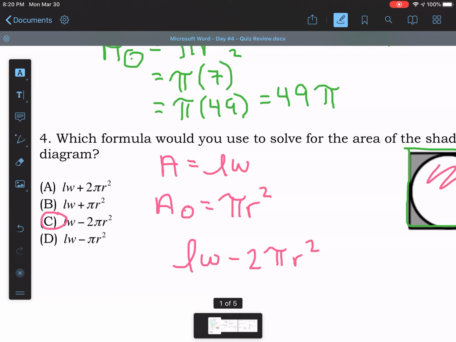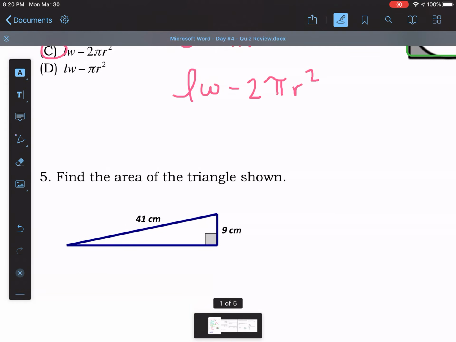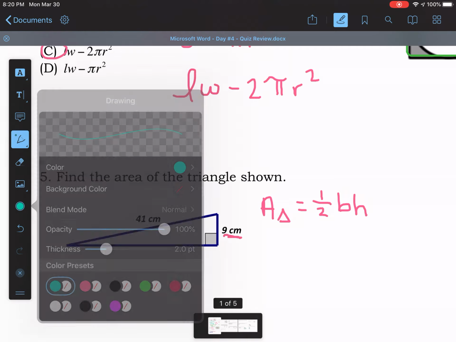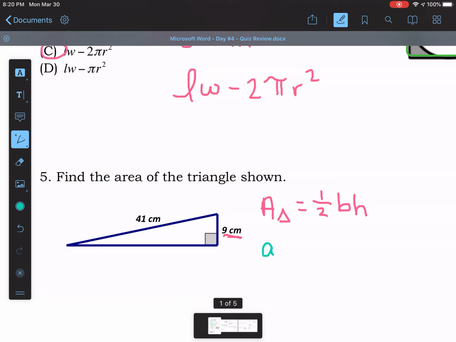and last one on the page, number 5, find the area of the triangle shown. So our formula for area of a triangle is 1/2 base times height. So now in this problem, we have the base, we don't have the height though. So we do have the hypotenuse, and we know that this is a right triangle, so we can use the Pythagorean theorem to help us solve for the height.